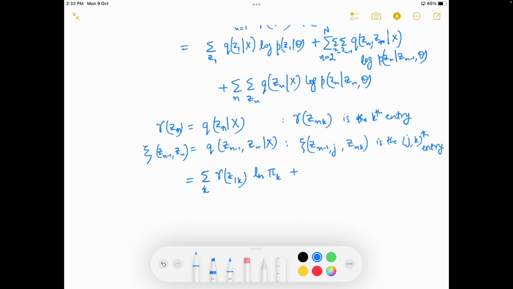Plus summation over n equal to 2 to capital N, summation over zn. Now zn minus 1 and zn are j and k, so summation over j, summation over k. What is the term q of zn minus 1 comma zn? What is that? That is zeta.